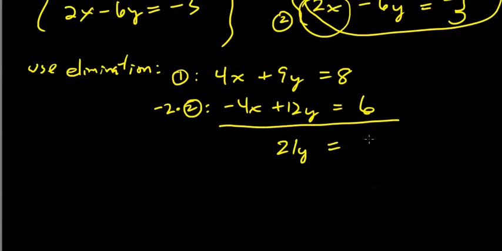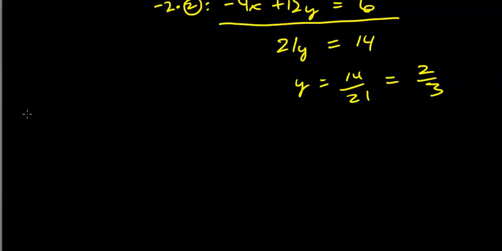Alright, I've now rigged this system so that when I add these equations, I get the resulting equation, 21y equals 14. And if I divide both sides by 21, I get y equals 14 over 21, which reduces to 2/3. So I know my solution, my point of solution for that system of two linear equations, is going to look like this. The y-coordinate has to be 2/3.